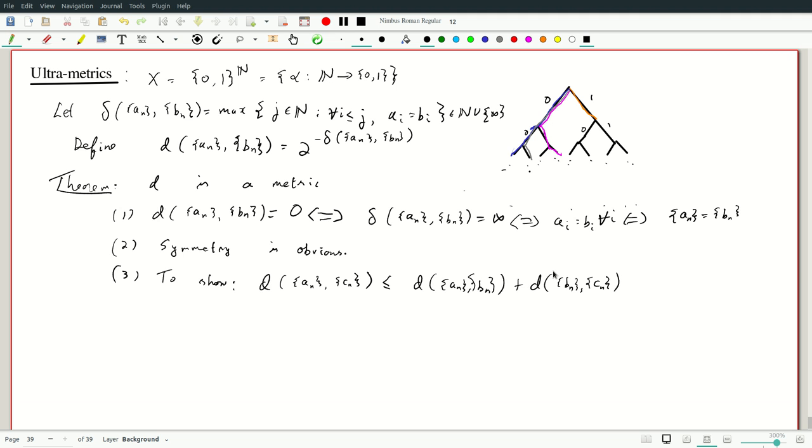Okay. Now this looks complicated. It's 2 to the minus delta. How do we control this in terms of delta? It may look alarming that we have to look at logs and so on. But in fact, it's quite easy because delta has actually quite a strong property. Let's see what that is.